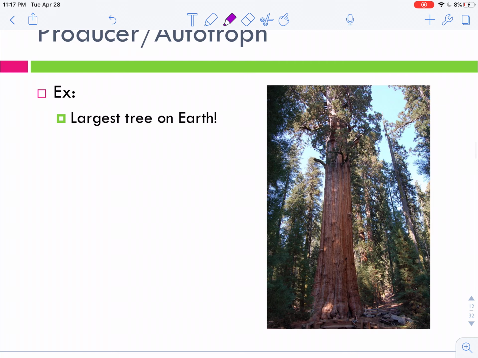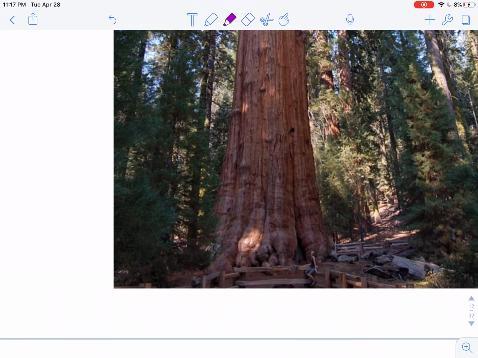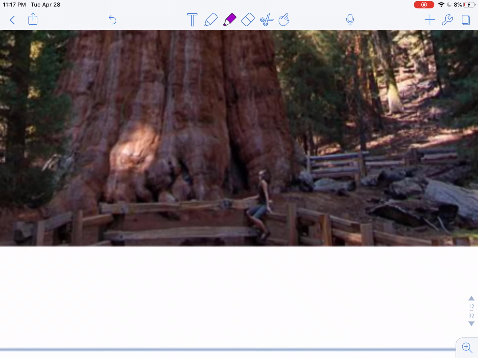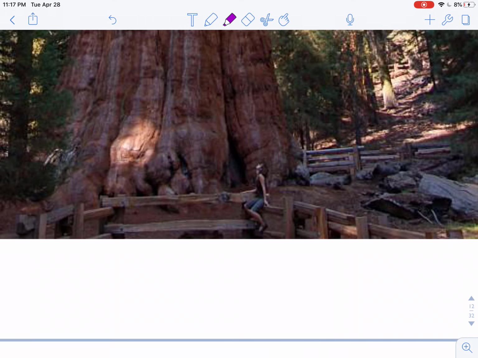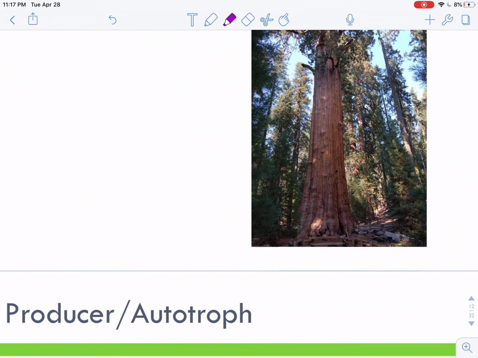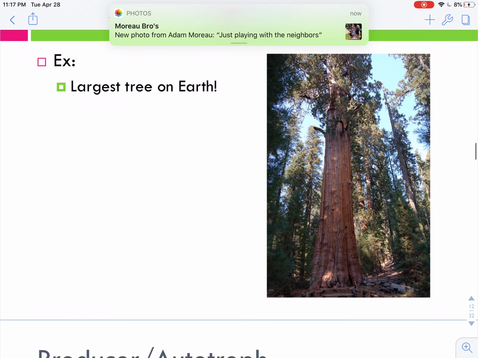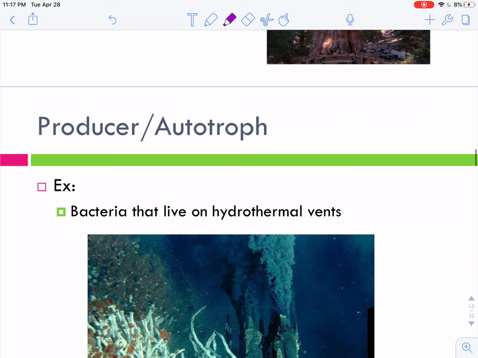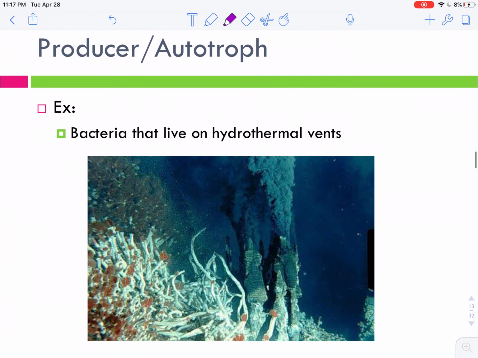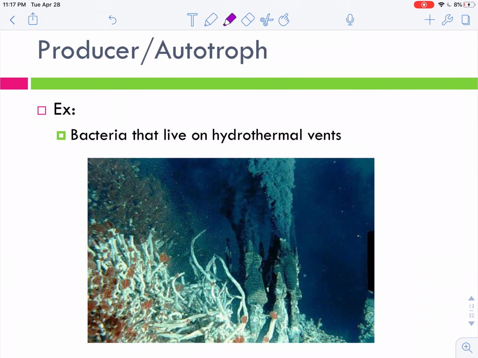I'm not sure if you zoomed in, but did you see the person at the bottom of this tree? Look at how big that tree is when you can actually see the person down there at the bottom of the trunk. So trees are good examples of producers or autotrophs. Another good example would be bacteria that you find at the bottom of the ocean.